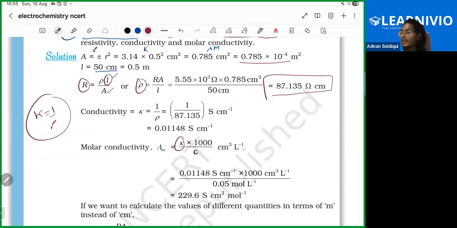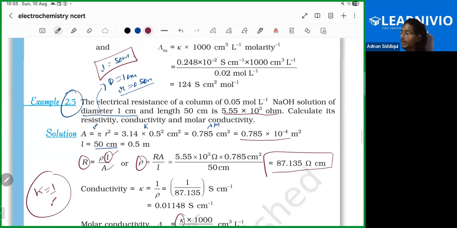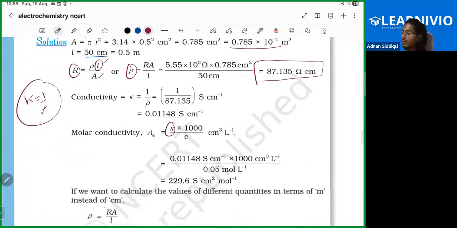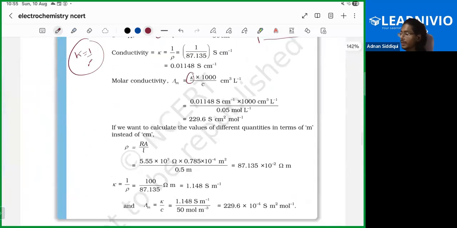मोलर कंडक्टेंस क्या होती है? Kappa into 1000 divided by C. C क्या है हमारी? कंडक्ट मतलब बेसिकली कंसंट्रेशन, जो कि हमें गिवन है यहाँ पे. ये देखो, ये कंसंट्रेशन गिवन है, तो you have to just put the value and you can get your answer. ठीक है। ये सेंटीमीटर इनवर्स में आप मीटर में भी कर सकते हो, बट आपको ध्यान क्या रखना है? फॉर्मूला डिफरेंट इस्तेमाल करना पड़ेगा, यूनिट्स कन्वर्जन करना पड़ेगा। Both answers are correct.